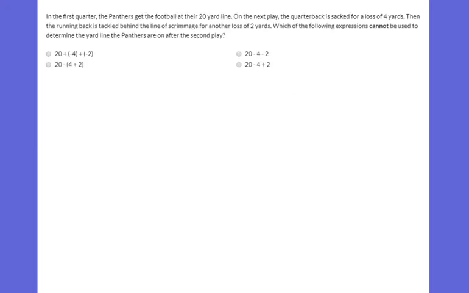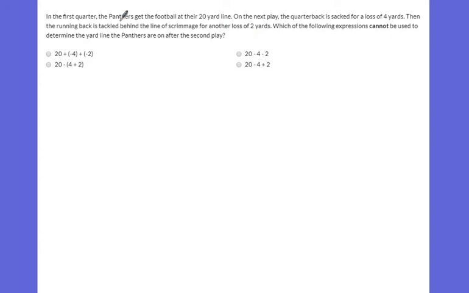So the first problem says in the first quarter, the Panthers get the football at their 20-yard line. On the next play, the quarterback is sacked for a loss of 4 yards. Then the running back is tackled behind the line of scrimmage for another loss of 2 yards. Which of the following expressions cannot be used to determine the yard line that the Panthers are on after the second play? So it looks like he started on the 20, lost 4, and then lost another 2. So I need that to show the expression. And one of these they're saying cannot represent that.